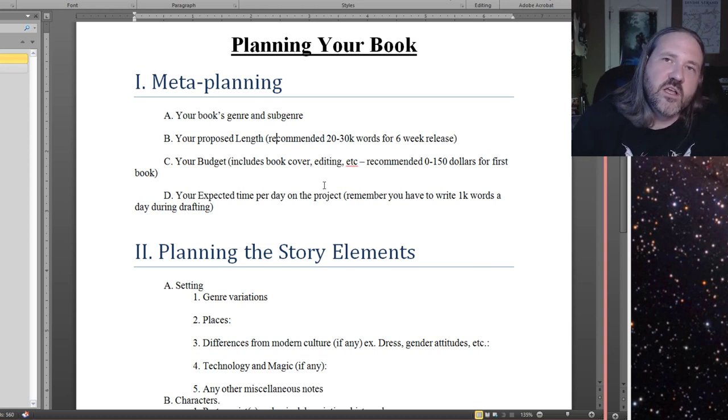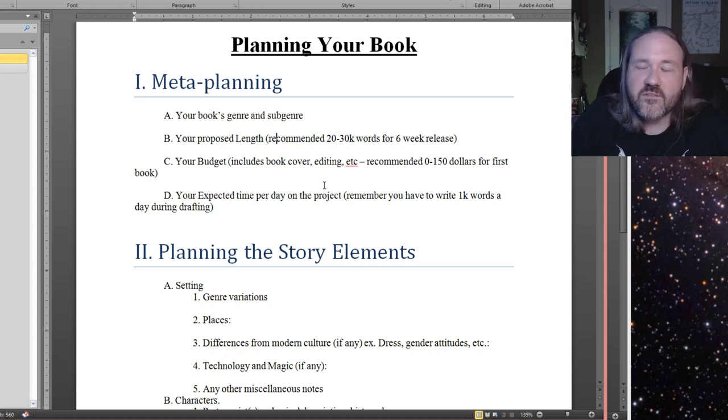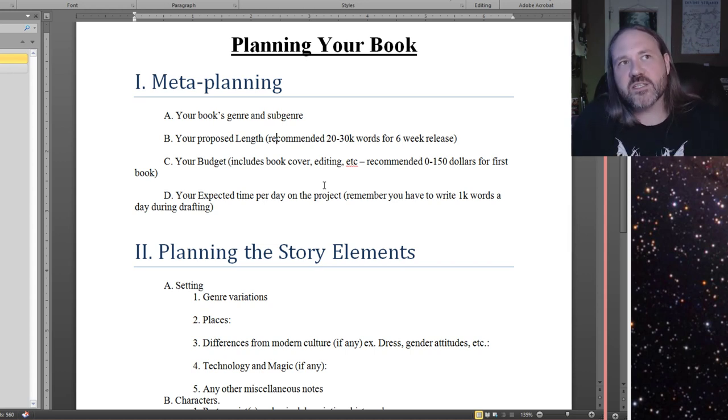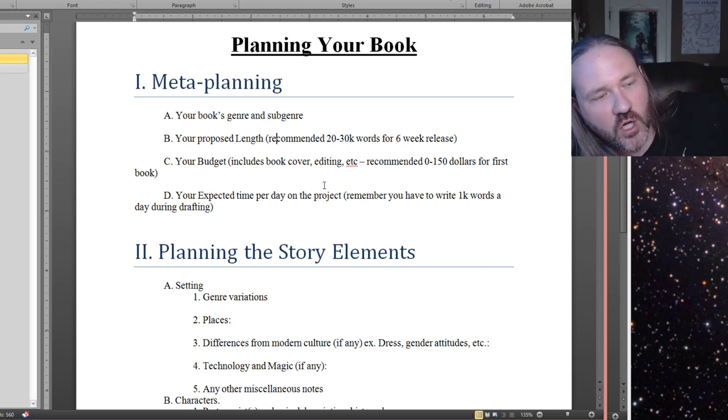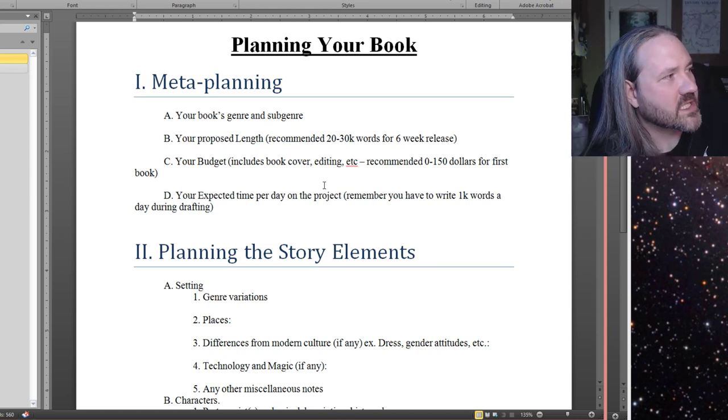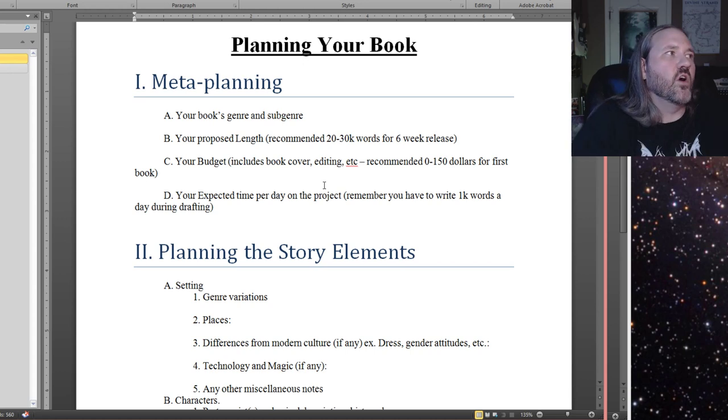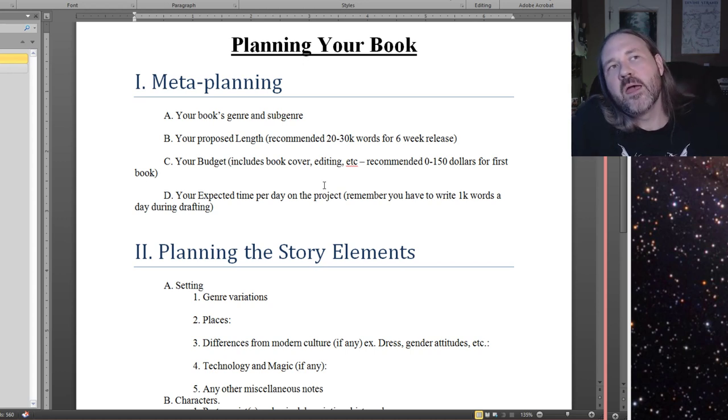Your budget, so I talked about that. $0 to $150 is what I recommend. Once you get past $150, if it's your first book, you are really going to be taking a long time to recover that. It takes a long time to make your first $100. It took months for me to make $100 on Amazon. And then I started making $100 a month, and then you're making more than that, like $500 a month.